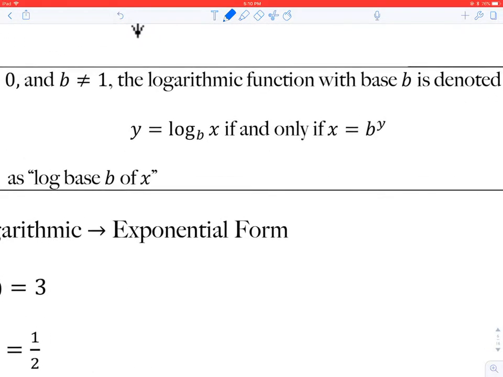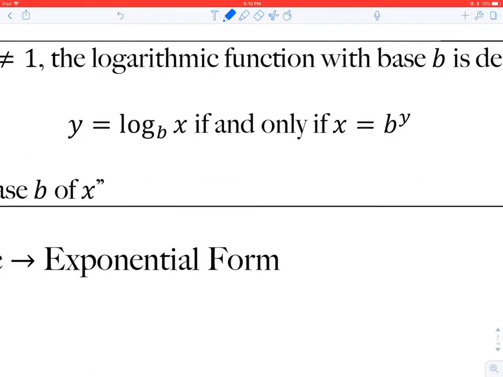All right, here's the definition. You can always write a logarithmic equation in its equivalent exponential form or the other way around. So y equals log base b of x if and only if x is equal to b raised to the y power. So I like to draw these arrows: b raised to the y power has to be equal to x.